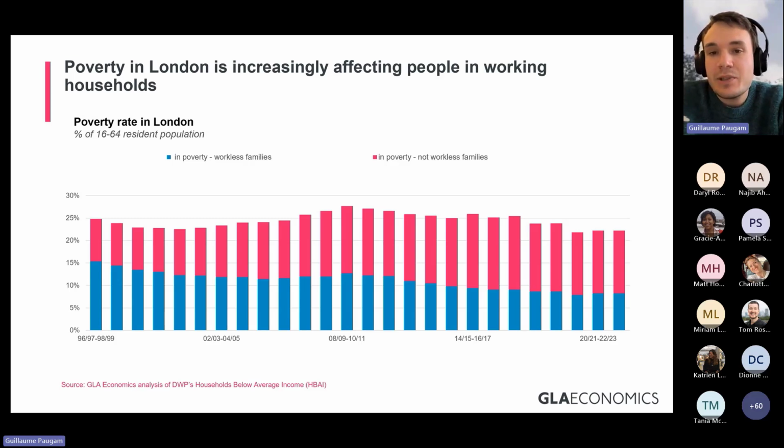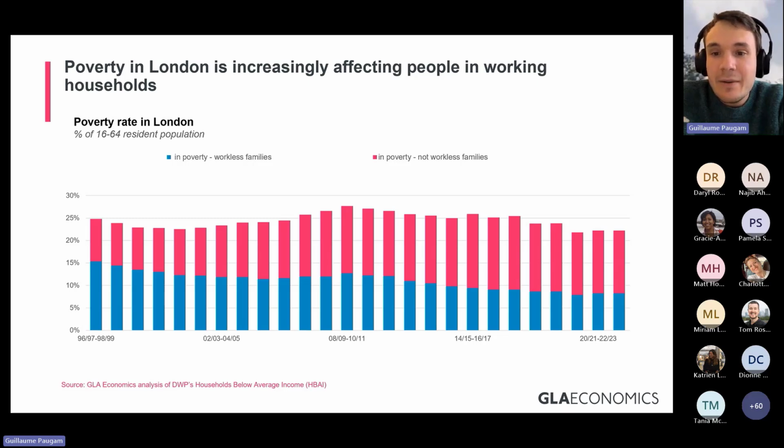What has really changed is the composition of that group of people in poverty. At the start of the period studied, 96, 97, the blue part of the bar is bigger than the pink one. That means that most people in poverty at that time are from a workless household. And that has just changed over time. Increasingly, you see the pink gaining ground.